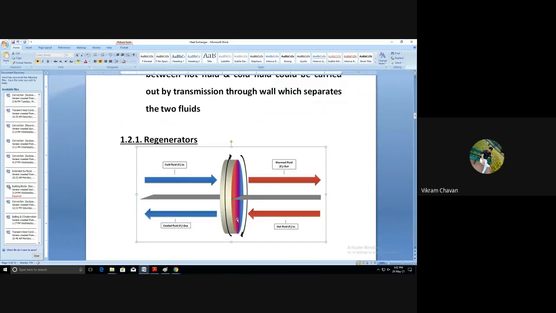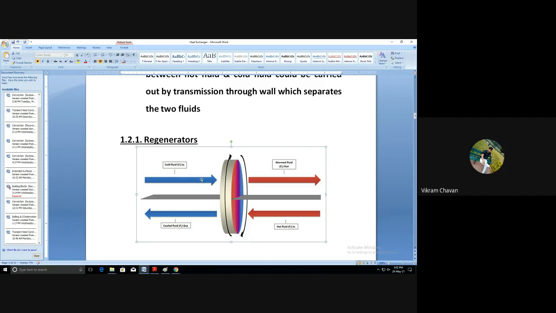Okay, that particular material will capture the heat from the fluid. Once the disk rotates towards the upper side, the cold fluid will flow over that matrix-like structure, which will act as a source, and the heat will be transferred from that material to the cold fluid.